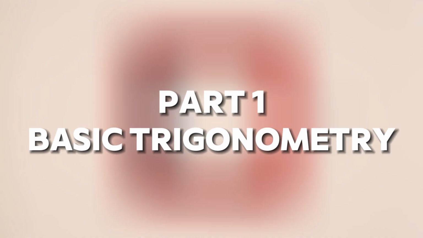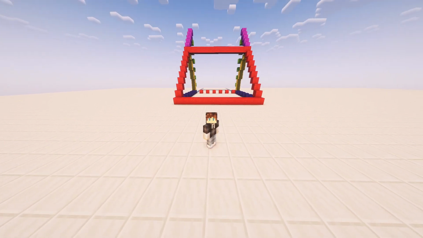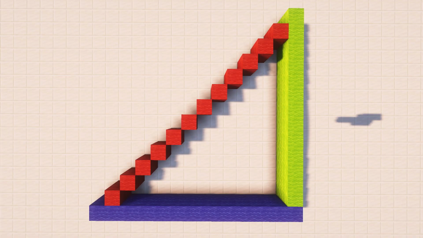Part 1. Basic trigonometry. When building a structure, we'll probably work with rectangles or squares. This one, for example, is a 14 by 14. But what would that look like if we tilt it 45 degrees? It would look something like this. And the reason it looks like that is because of a formula you might know.